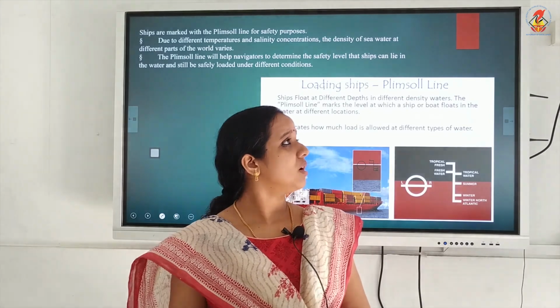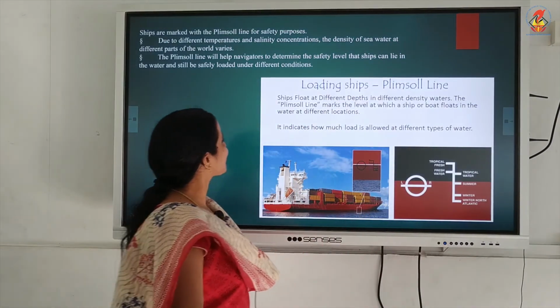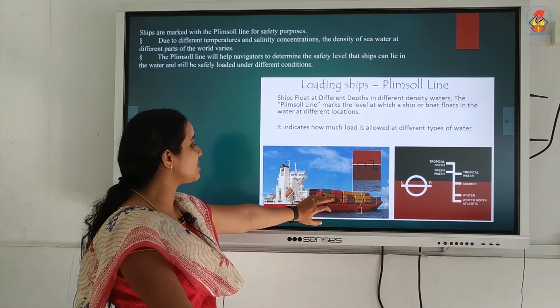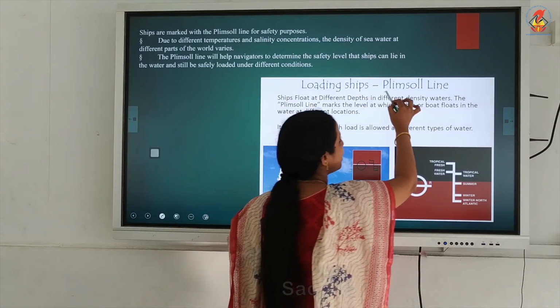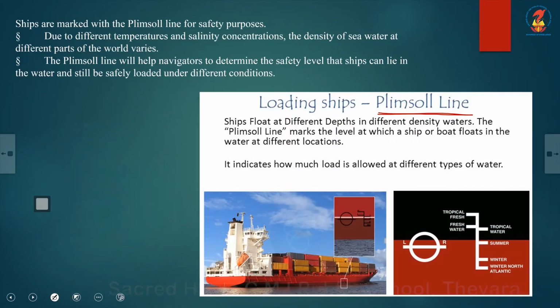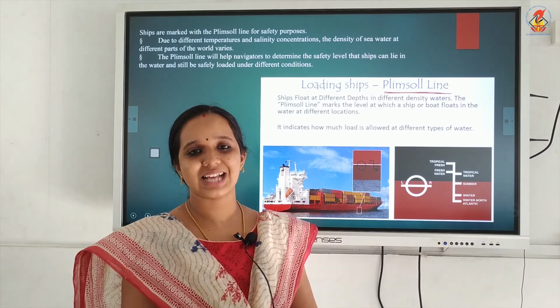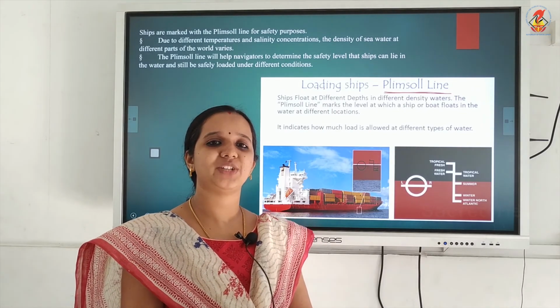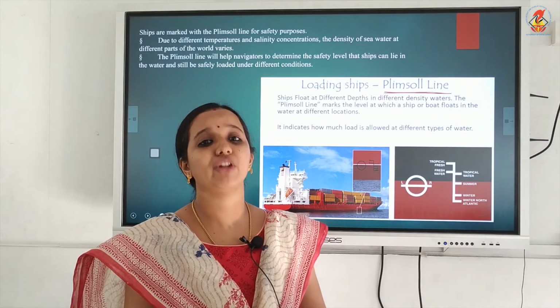Okay. Now, additional information: in loading ships, that is in cargo ships, we have a line called the Plimsoll line. This Plimsoll line marks the level at which a ship or a boat floats in water at different locations. At different locations, sea water will have different densities. As the temperature or salinity of the sea water varies, the density of the sea water also varies. As density varies, we know that the object will either sink or float.